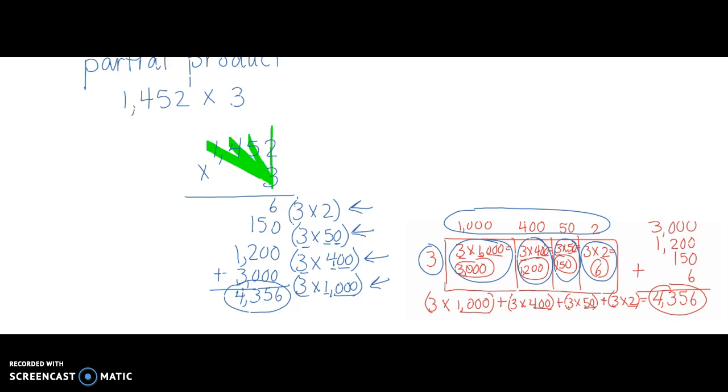So we actually have the same equations, 3 times 1,000, 3 times 400, 3 times 50, and 3 times 2. These are the same problems, so it makes sense that we have the same answers here, 4,356, but 2 different strategies.